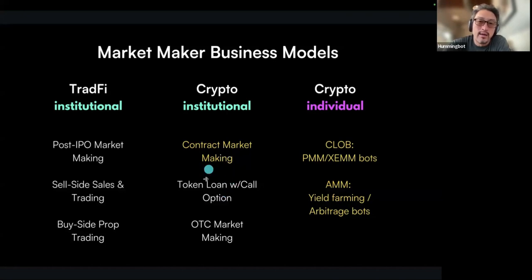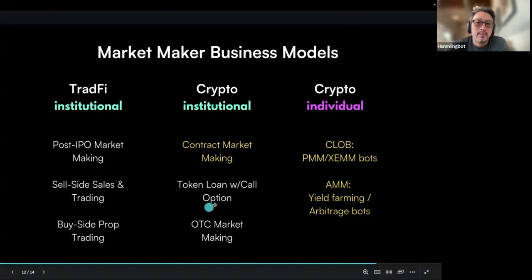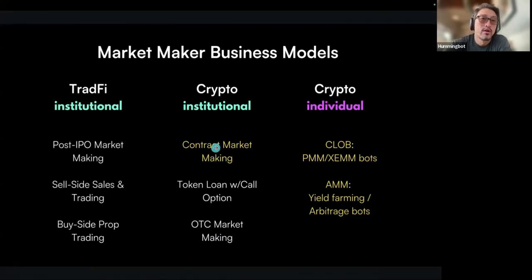In the institutional world, there are different market making techniques, but the more popular one is something I call contract market making, where either an exchange or a token will pay a market maker. They will basically say, here's a contract, we'll pay you maybe a few $1,000s per month if you maintain liquidity in this range for these markets. This is going to be very small. Small firms are doing this.